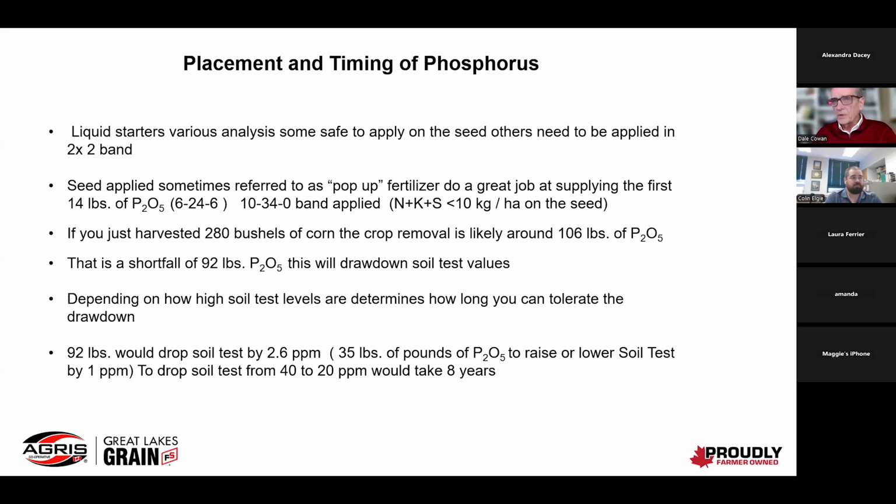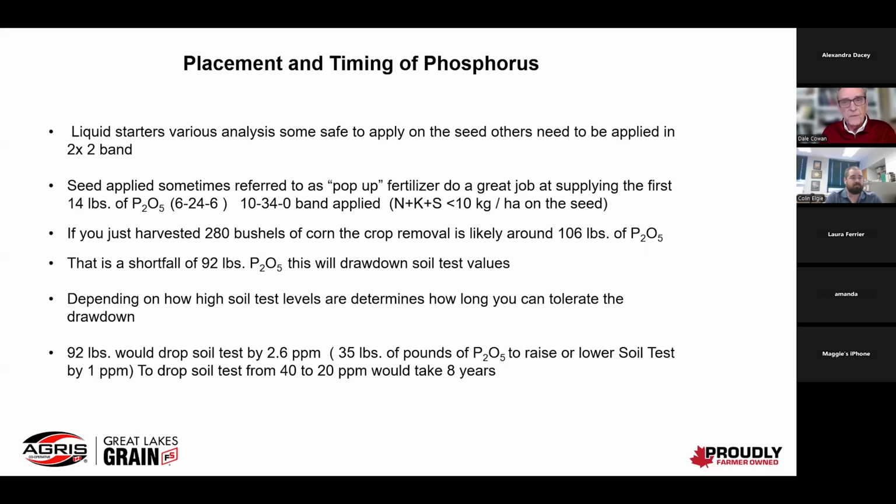And one of the thumb rules, and we'll get into this later, if you're putting fertilizer on the seed directly, the amount of N plus K plus S has to stay under 10 kilograms per hectare or 9 pounds per acre to avoid any salt burn or damage to the developing seedling in the seed trench. So there's where your first limitation on rates is coming from, and that position on the seed becomes very critical.